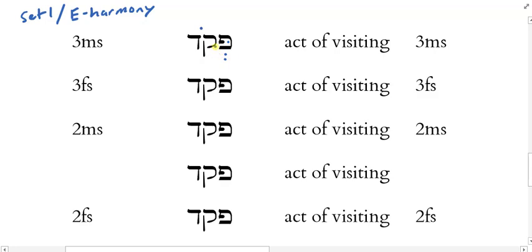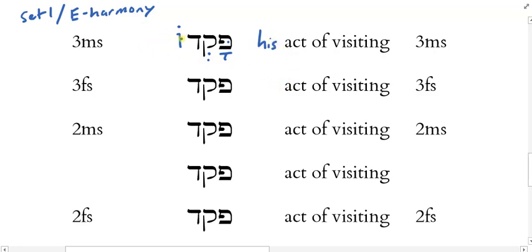I have to switch it to the other form where I reverse the two and I get a kametz ketuf here and a silent shava here. Okay? So it's going to be pokd, and then I add my pronominal suffix, which in the 3MS is a holum vav. So it's pokdo. Pokdo. The act of visiting of who? Of him. The act of visiting of him. So that would be his act of visiting. So that's how I would want to translate this.